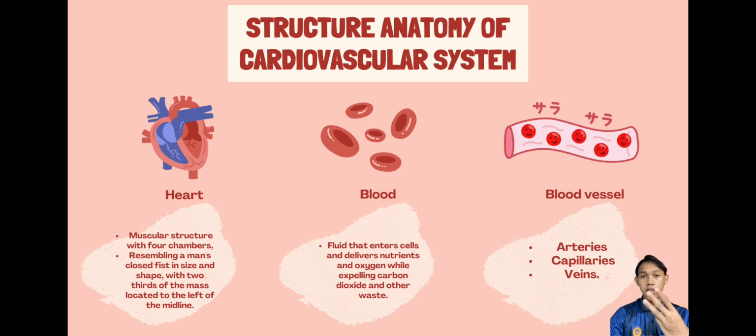We have 3 types of blood vessels. Number 1 is arteries. Arteries mostly carry oxygenated blood from the heart to various organs and tissues. That's why arteries are very thick.